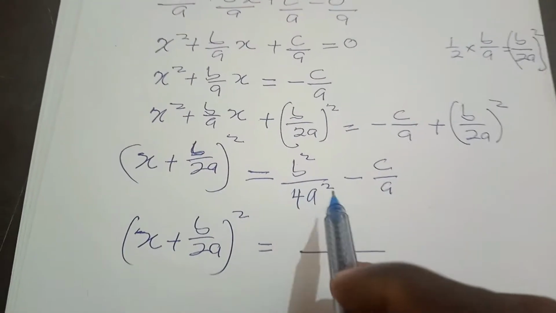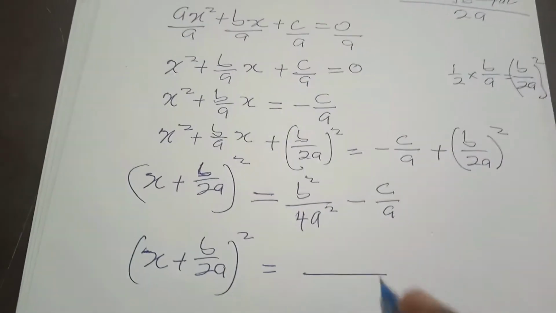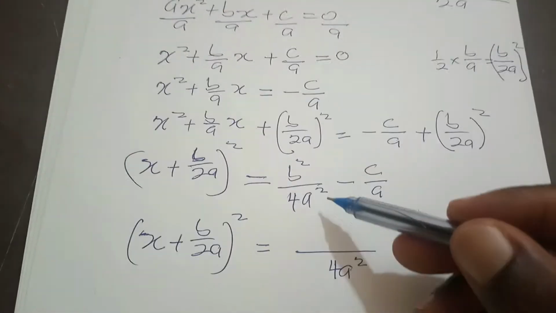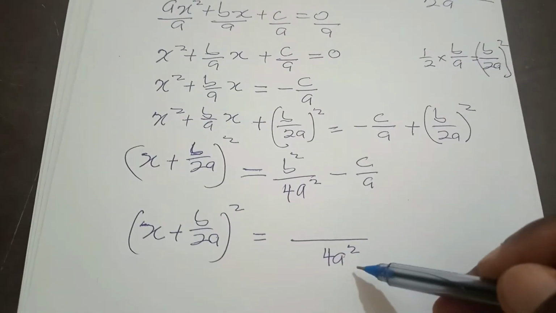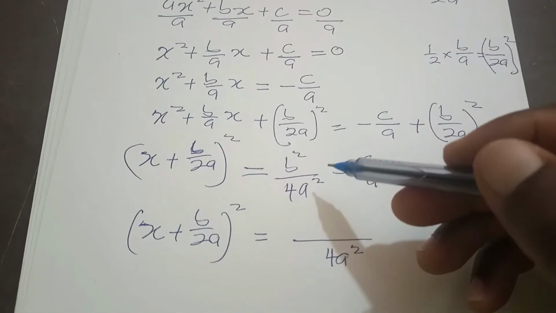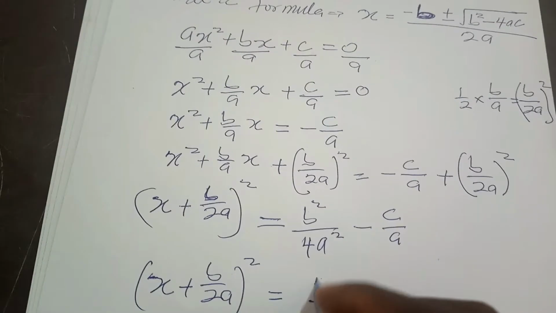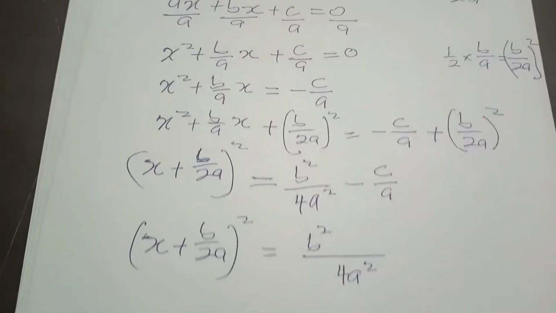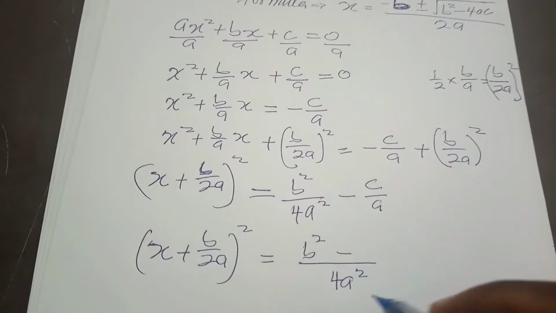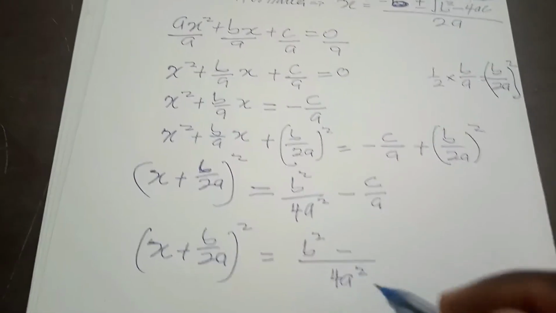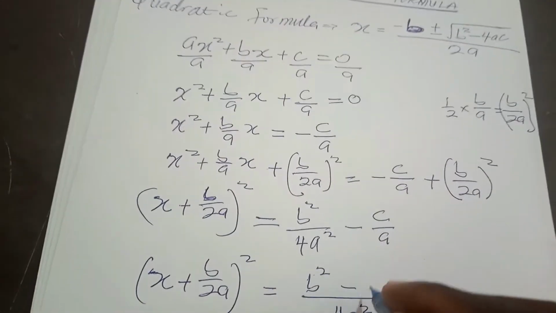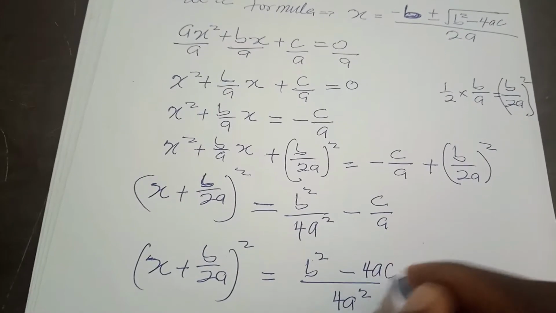And the LCM of 4a squared and a is 4a squared. 4a squared will go into 4a squared once. 1 times b squared will still give us b squared. Then minus this one will go into 4a squared 4a times. So 4a times c will give us 4ac.